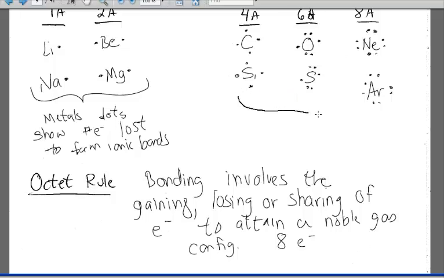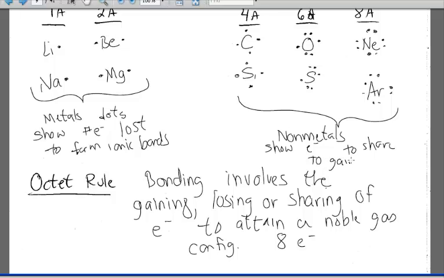And I needed to say up here, the nonmetals will show valence electrons that you add to become like a noble gas, or they're the ones that can be shared. So either they show the electrons to share, or they show the number to gain.